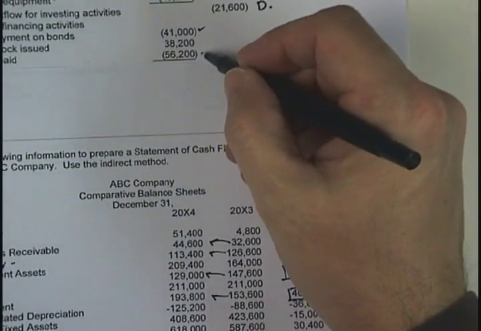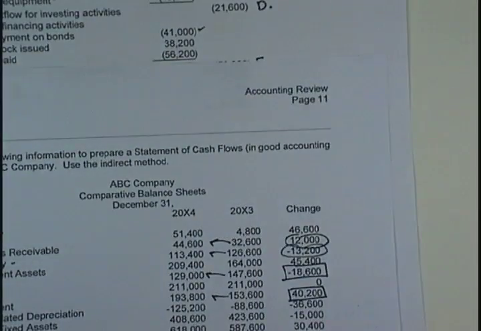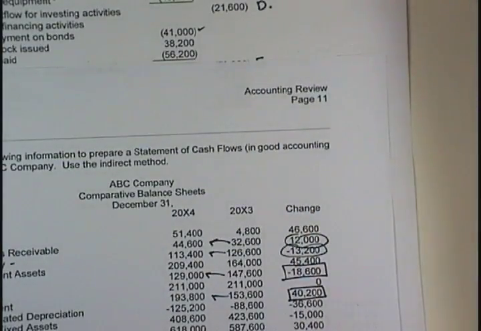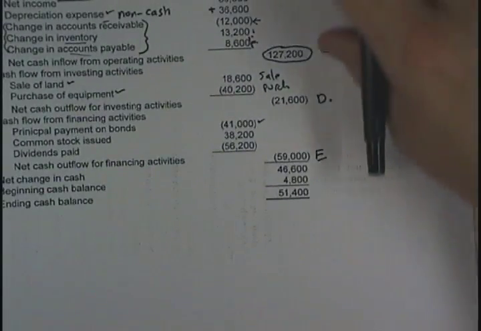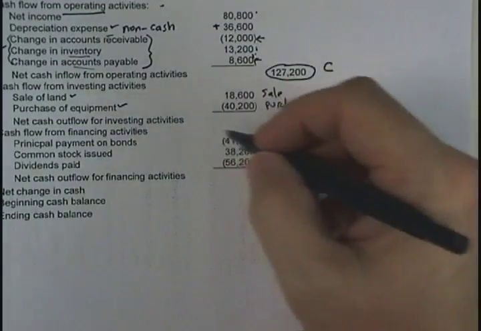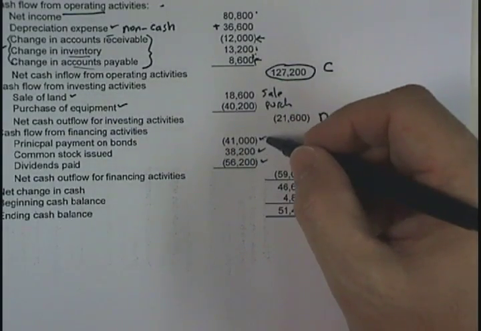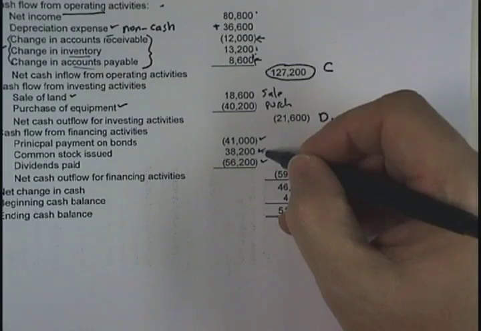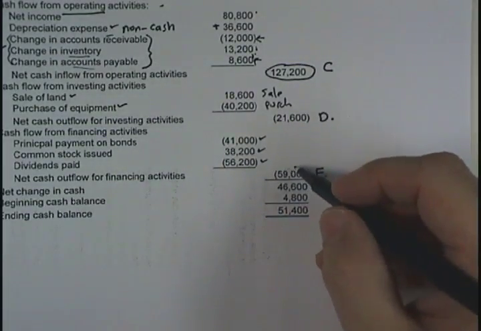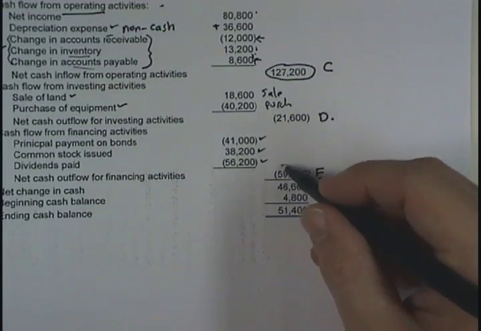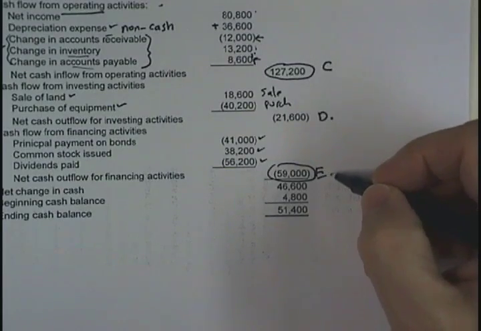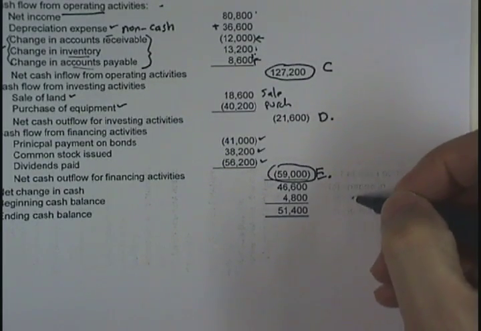We also saw previously the amount of the dividends paid was $56,200. So those are the financing transactions, paying $41,000 to pay off bonds, receiving $38,200 from the stock issue, and then paying dividends of $56,200 resulted in $59,000 being consumed by the financing activities, which is the answer for Part E.